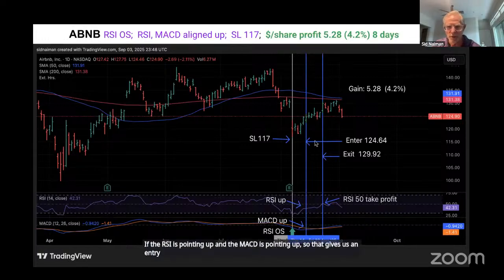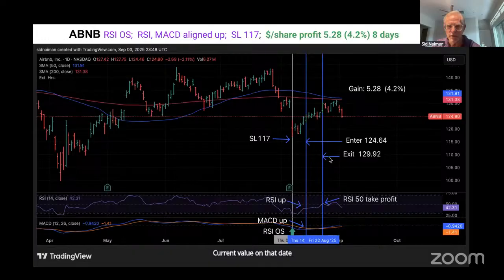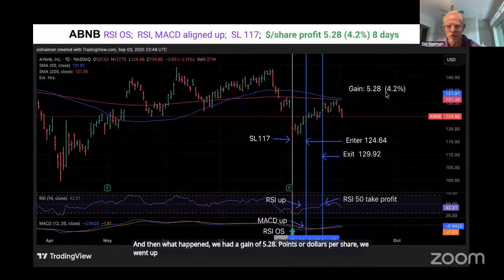Right here, we enter on this date. That's the price we got from the current value on that date. And then we exit at this price when RSI hits 50. And then what happened? We had a gain of 5.28 points or dollars per share. We went up $5.28, a 4.2% return on this entry price.